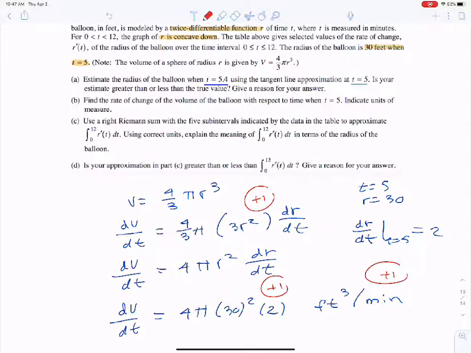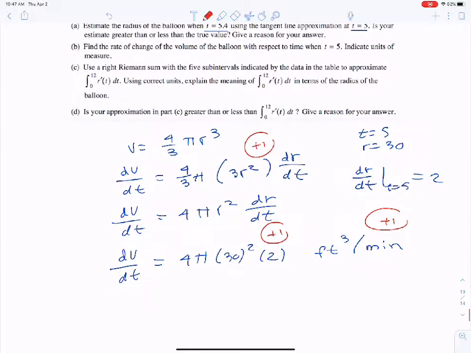Any other follow-ups on letter B before we get to, oh, that looks bad. Before we get to C. I don't even want to do C. It looks terrible. Okay, let's move on to letter C.